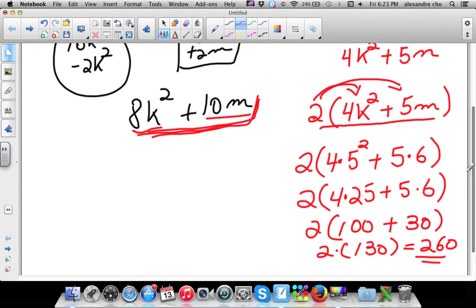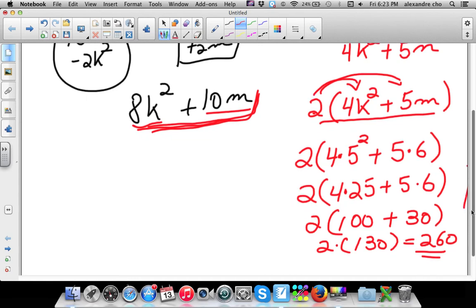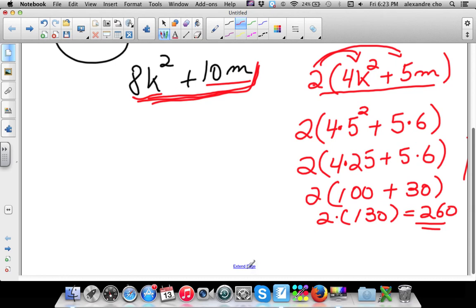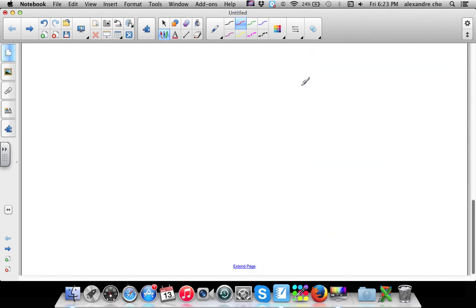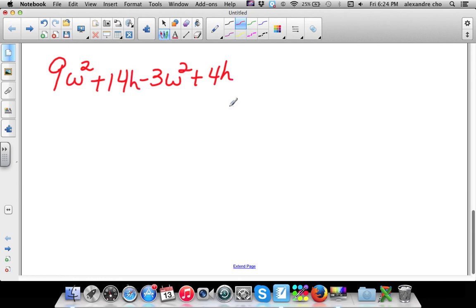Okay. So on the right column, we're going to do sort of the same thing. Okay, but it was a different expression. So our expression here is 9w to the second power plus 14h minus 3w to the second power plus 4h. I forgot an h here. Okay. At the bottom, you'll see that w equals 10 and m equals 4. Okay, if you go down, this m should have been an h. Okay, hopefully you caught on to that.